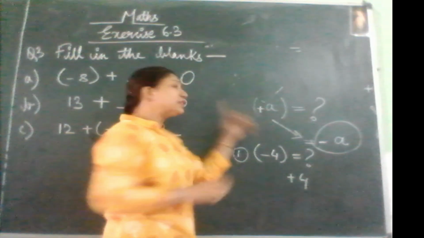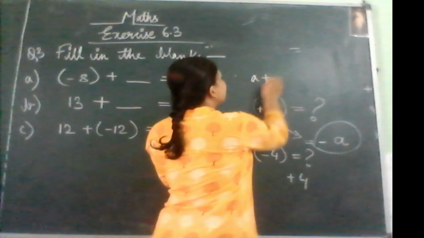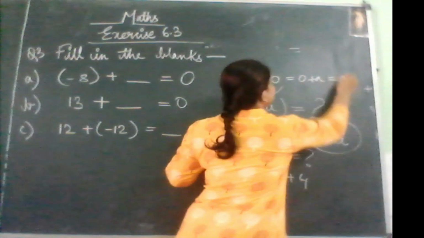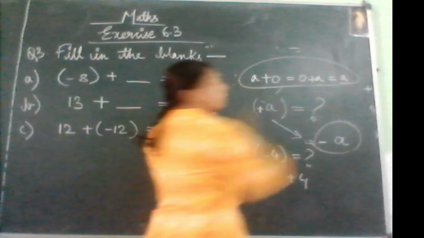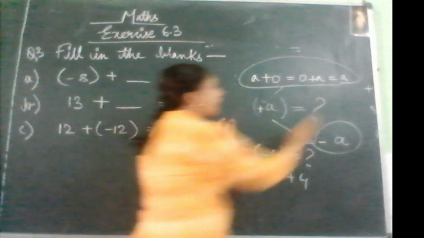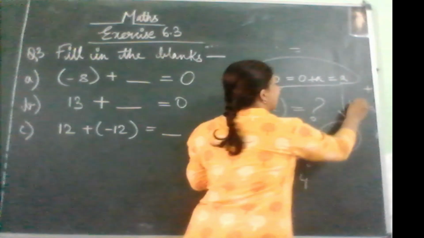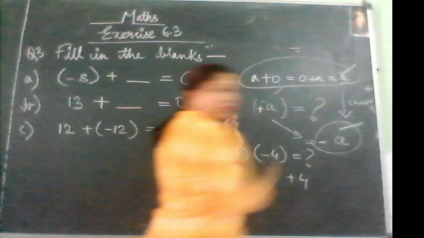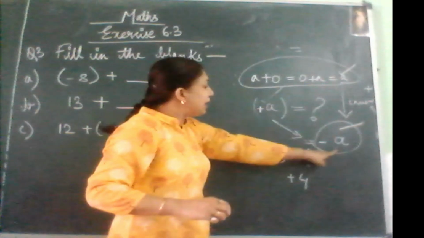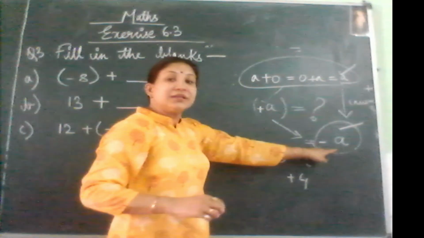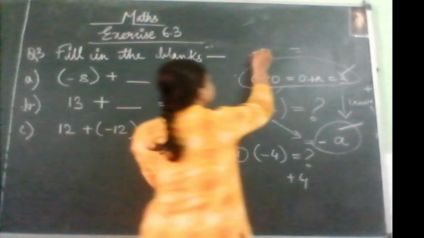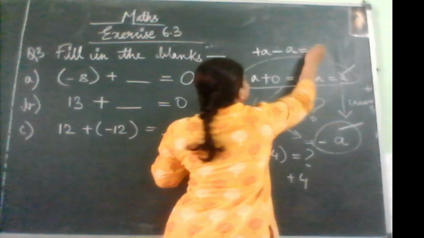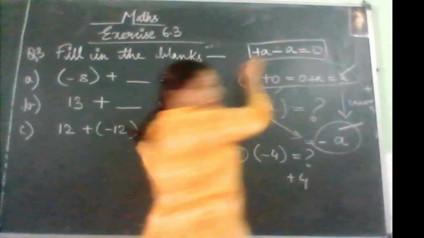If you remember, we have discussed before also that a plus 0 or 0 plus a, you will get it as a. This is your additive identity, and minus a is additive inverse. Now if you add these two, additive identity and additive inverse, the answer will be 0. That means plus a and minus a, this will be 0.